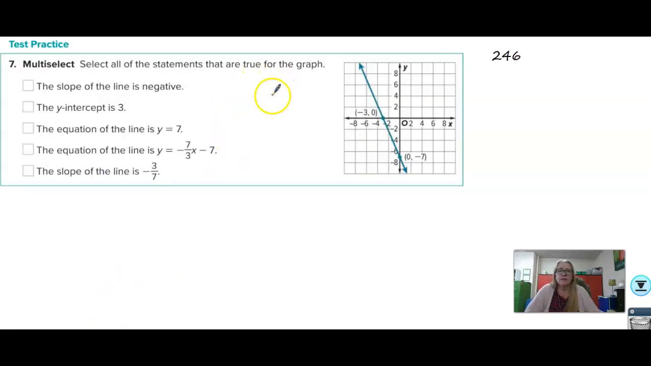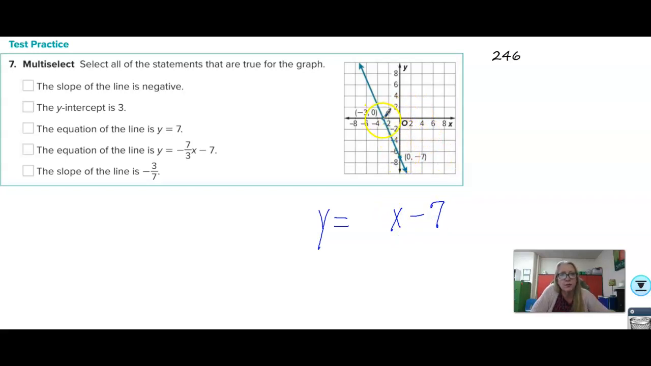Okay, select all the statements that are true for the graph. The easiest way to do this is to go ahead and find your equation in slope-intercept form, okay? So my y-intercept I know is negative 7. So we have y equals, we need to know the slope, x minus 7, all right? What's the slope of this line?